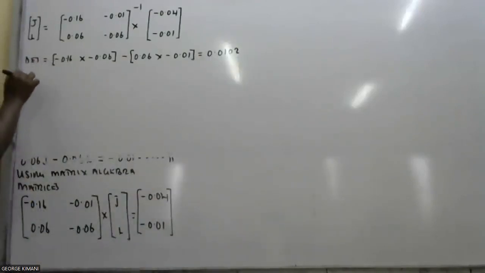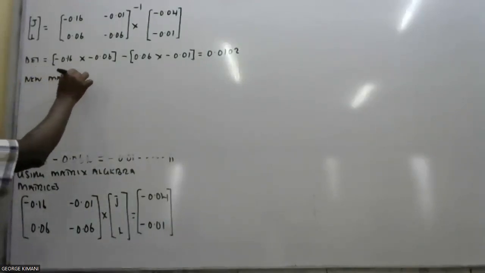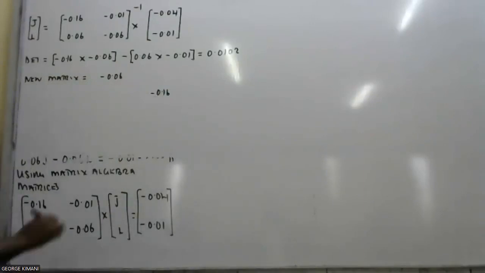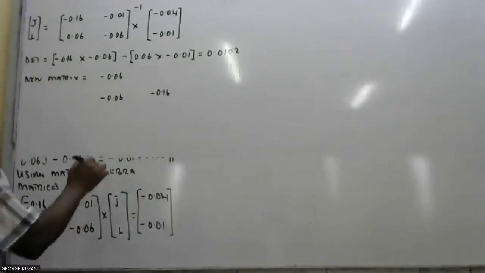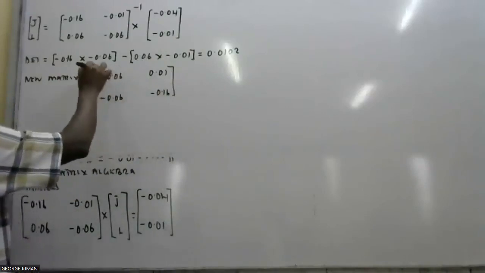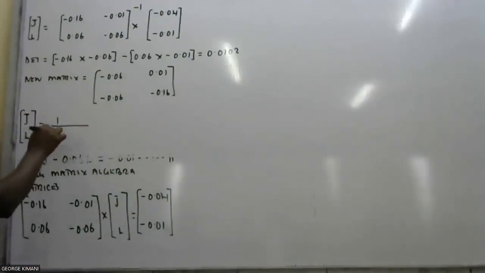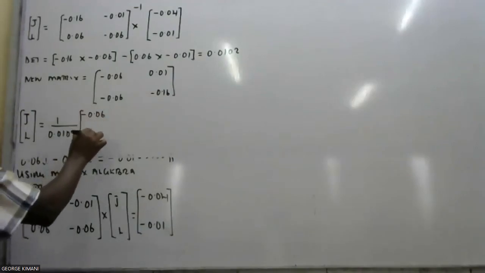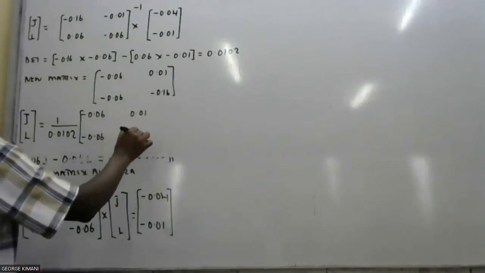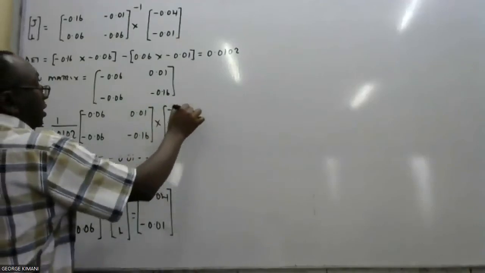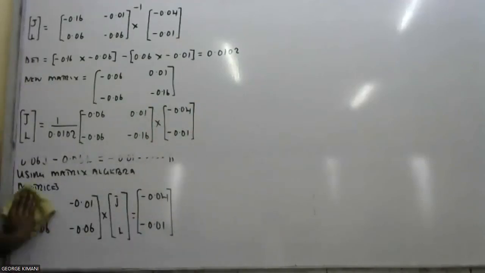0.01. Okay, then you create a new matrix. The new matrix is created as minus 0.06, minus 0.16 when you change positions. Then you change signs, this becomes positive, I mean negative, and this becomes positive. That's the new matrix. So proceeding, J, L, you're going to have 1 out of 0.0102. You multiply by minus 0.06, 0.01, minus 0.16, to multiply minus 0.04, minus 0.01.